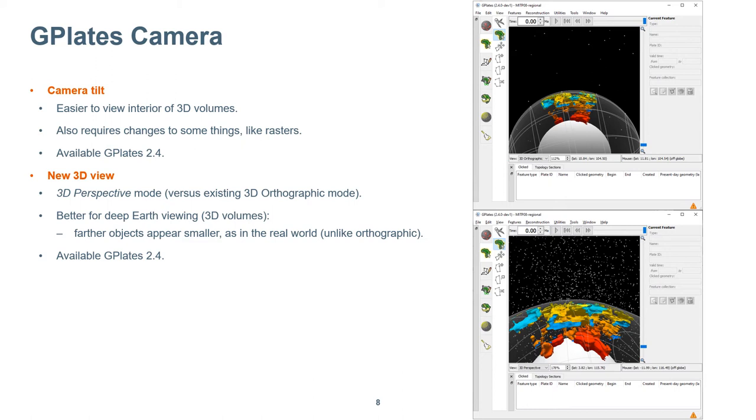So the ability to tilt the camera so that you can see the globe side on. This is good to see the interior of 3D volumes. And a new 3D viewing mode, it's called 3D perspective. It's similar to the 3D orthographic, except that it's more how your eye would see the situation, further objects appearing smaller. So there's a few things that need to be re-implemented a little bit, like rasters and things like that, due to this change of view. But that should be in the next release.